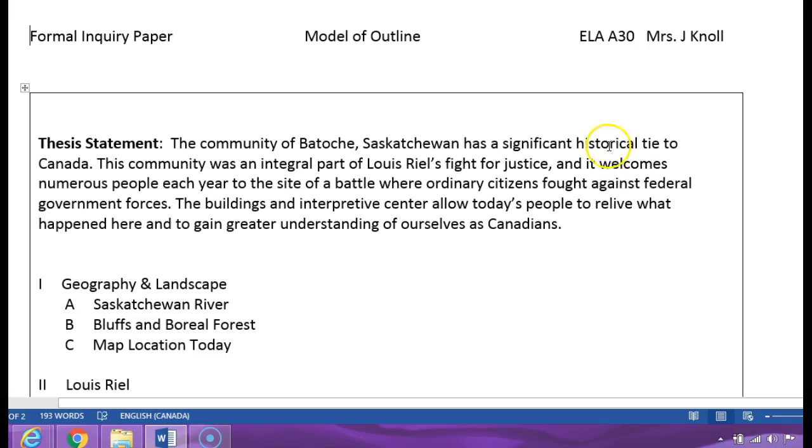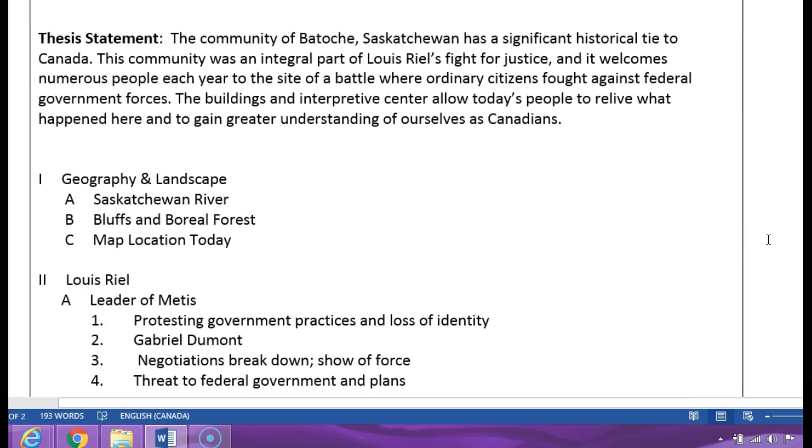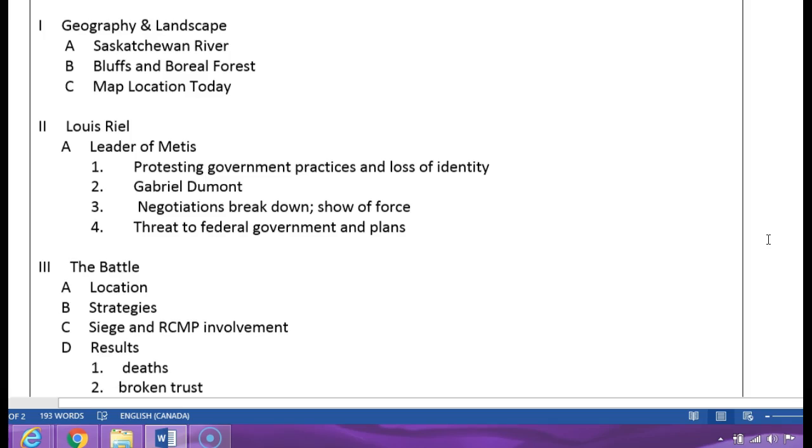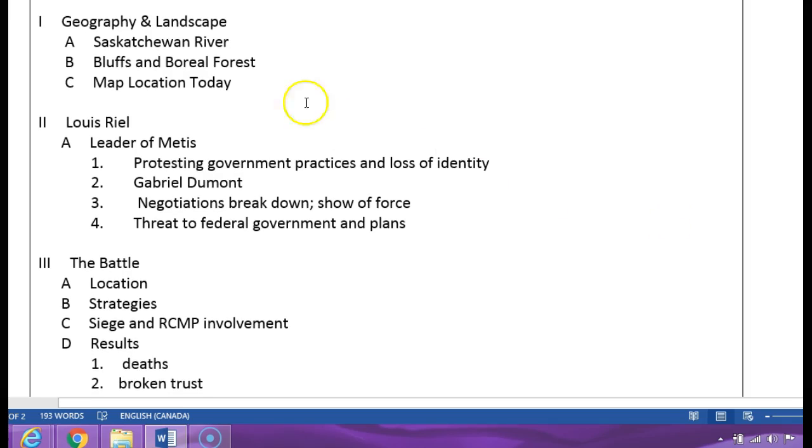So right at the top up here, you begin with a thesis statement. In this case, the topic has to do with Batoche and Louis Riel. So the writer makes a general statement about how this is significant and how it ties to Canada in general. That was a stipulation of the topics that you were given. Notice right below that we have geography and landscape as Roman numeral number 1. That is the first division this time.